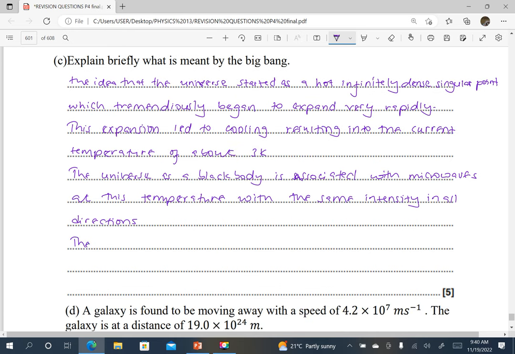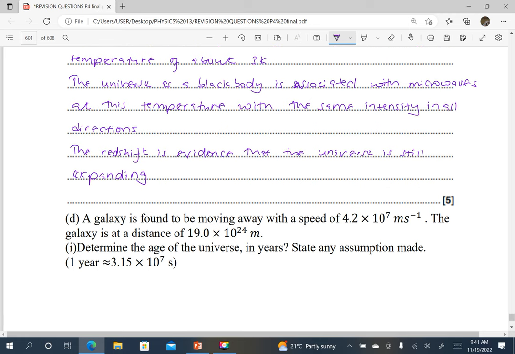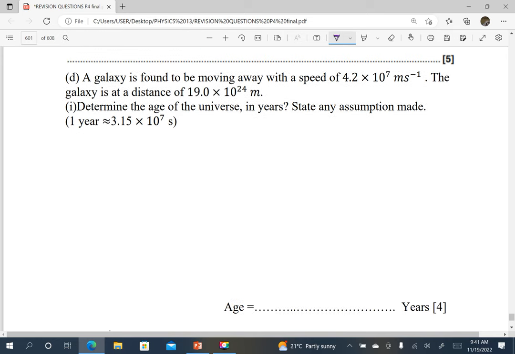The redshift is evidence that the universe is still expanding. So up to date, the universe is still expanding. Until when it will continue expanding is still a mystery. And to where it is expanding, you can think about it.